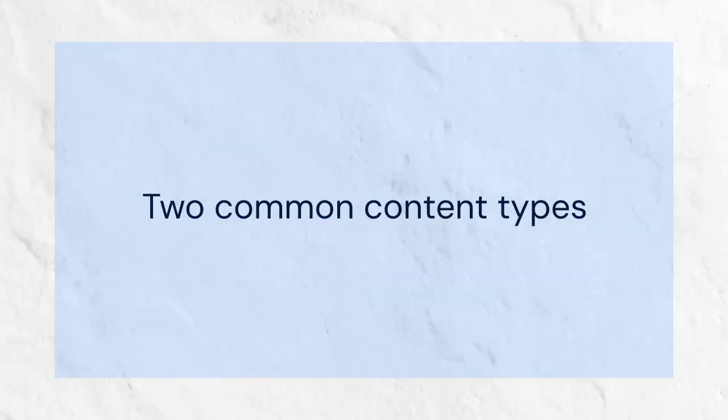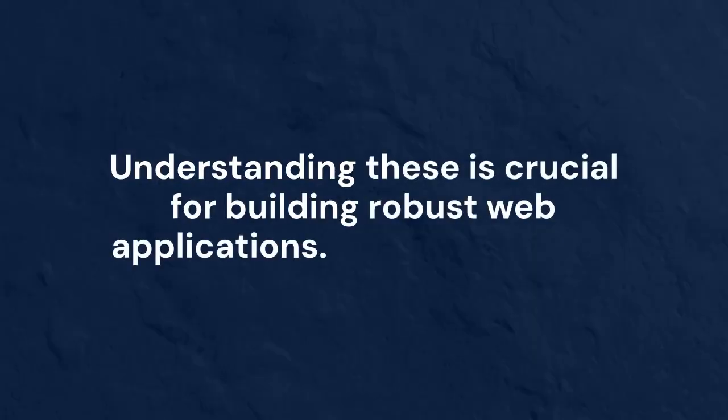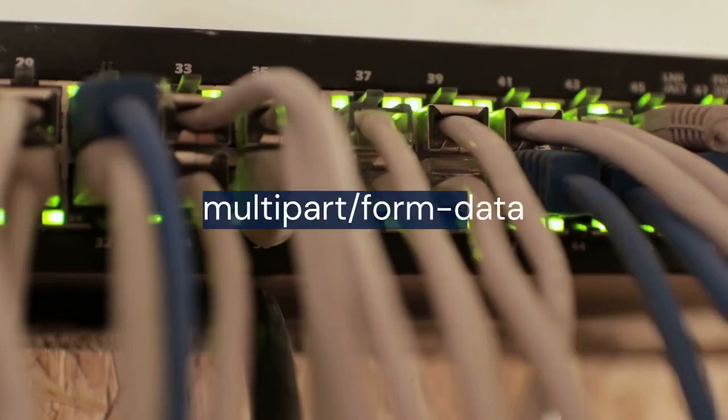We'll explore two common content types, multipart/form-data and application/octet-stream. Understanding these is crucial for building robust web applications. Let's get started. First, let's talk about multipart/form-data.